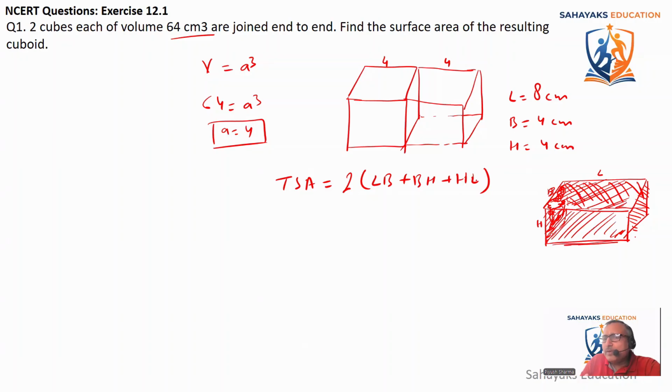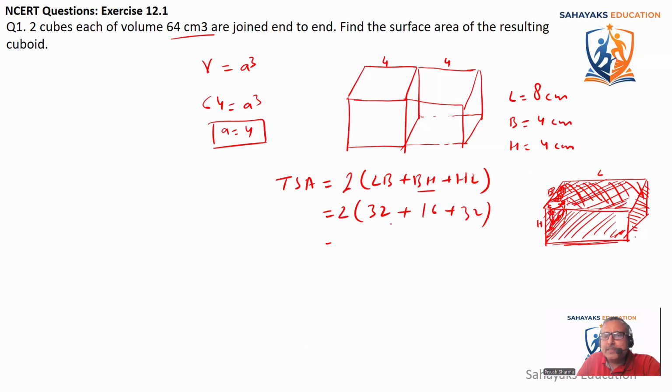Okay, this formula we don't have to remember because we know the formula for a rectangle. Now let's just put the values. L into B is 8 into 4, 8 4s are 32. Plus B into H, which is 4 into 4, 16. Plus H into L, it's 4 into 8, which is 32.